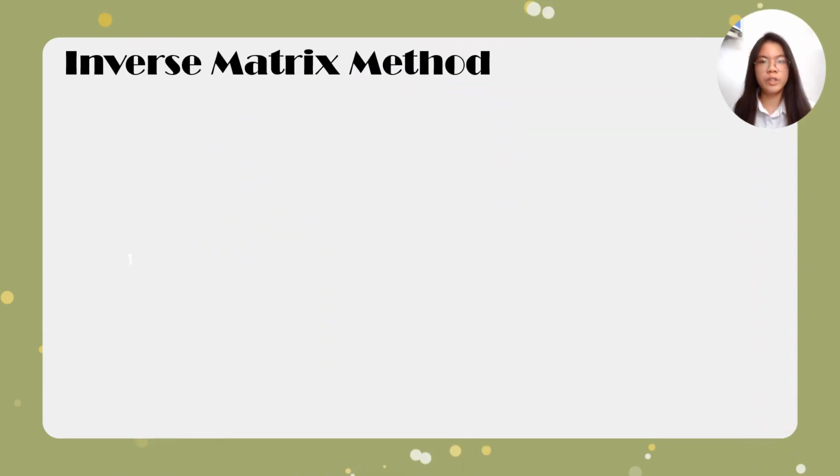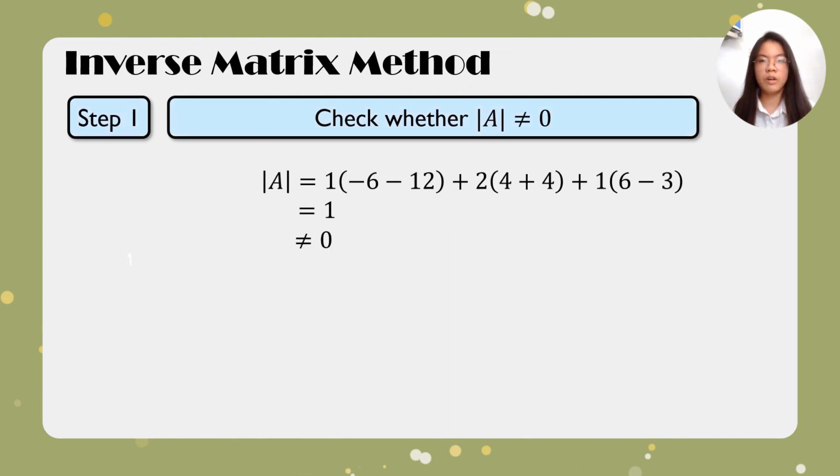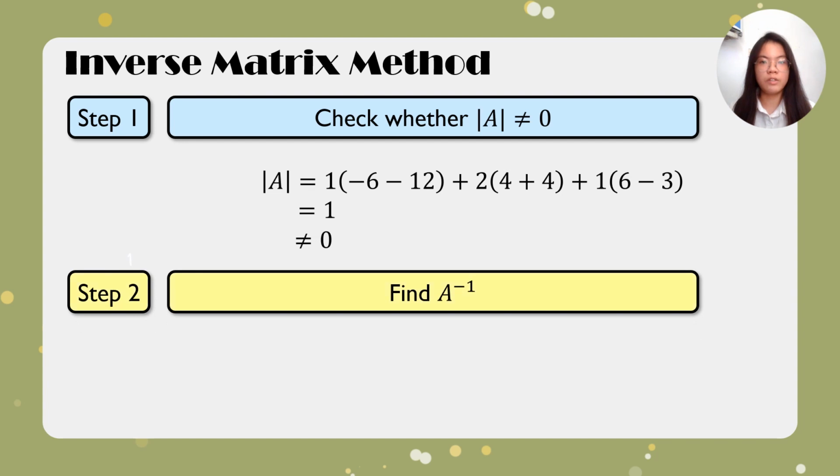The first step we will need to do is to check whether the determinant of A is equal to 0 or not. As the slide shows, the determinant of A is equal to 1, so there is an inverse for matrix A. The next step is to find the inverse of A. We can either use the adjoint method or the ERO method.